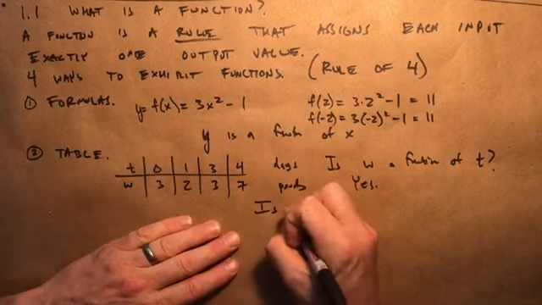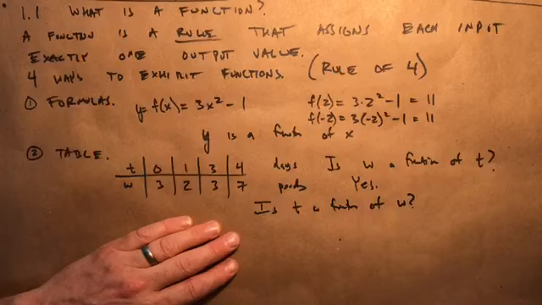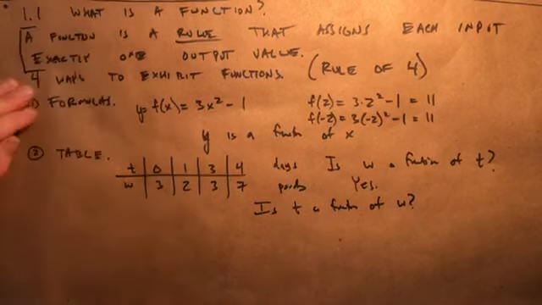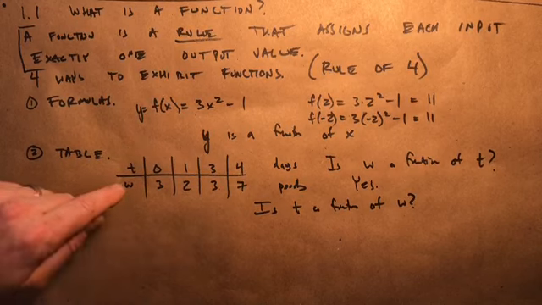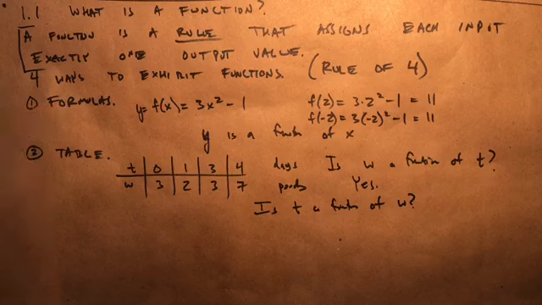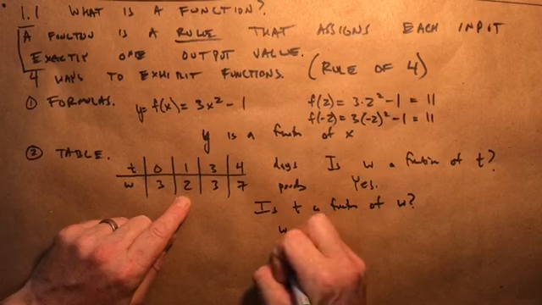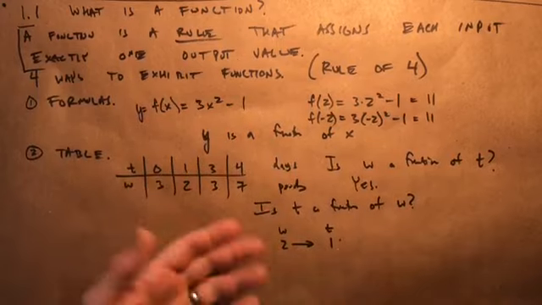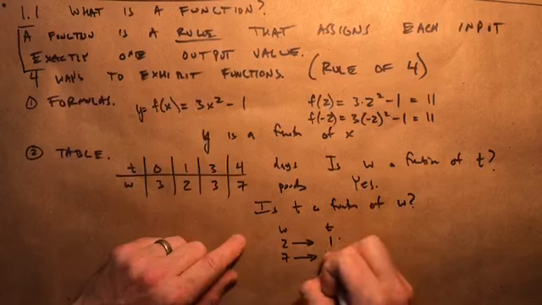Is t a function of w? And now what we're saying, I'm not caring about causality here. All I'm thinking about is my rule. Each w value is assigned to one and only one t. When w is 2, I get sent to 1. Great, that seems to check out. And when w is 7, I get sent to 4.